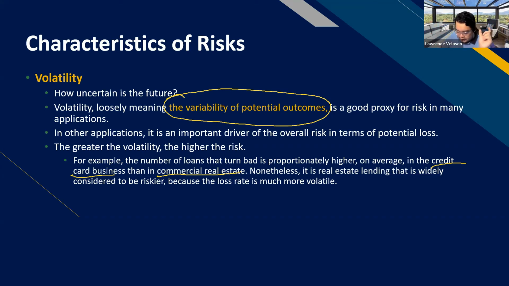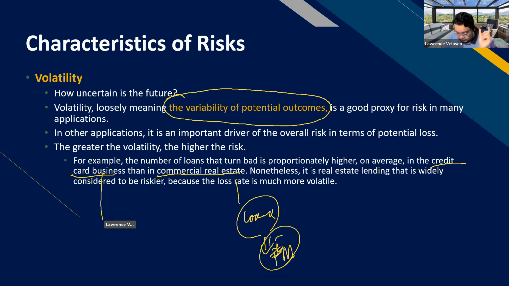In commercial real estate, the loans there, say for example, average 5 million. Here with credit card debt, say for example, I don't know, say 50,000 on average. Okay? So the exposure might be different. That's why it also affects volatility, the variability of outcomes.